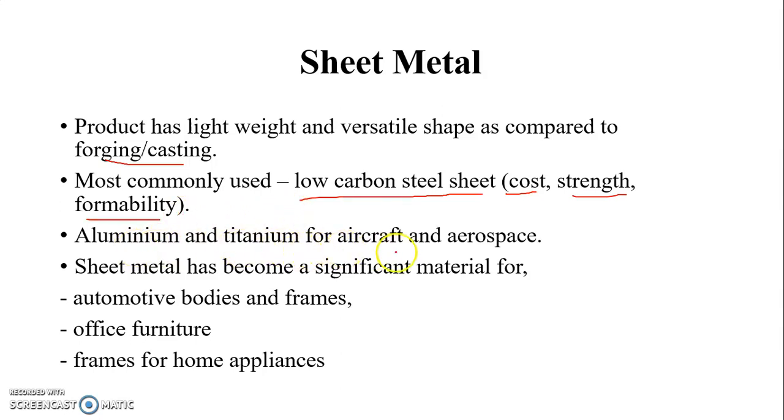Aluminium and titanium are used for aircraft and aerospace. Aluminium and titanium both have low density. Therefore, we can use aluminium and titanium as materials in aircraft and aerospace, and we can produce the sheet metal products by using sheet metal forming. Sheet metal has become a significant material for automotive bodies and frames, office furniture, and frames for home appliances.